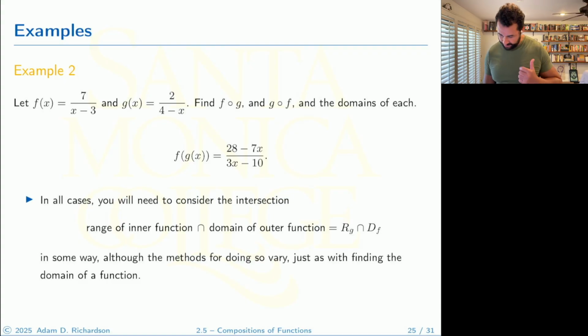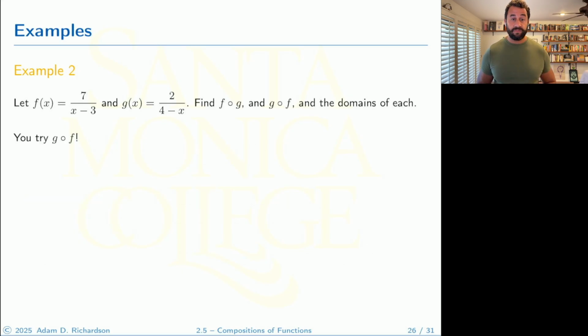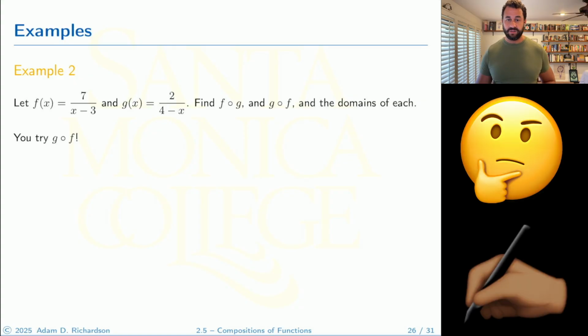Okay. Now, oh yeah, so if you're feeling up for it, try the other one on your own. See if you can do G of F. You can use the same techniques we did before. We've already got the range and domain calculated. So if you want to do that, I'll pause for a second so you can try it on your own if you'd like.